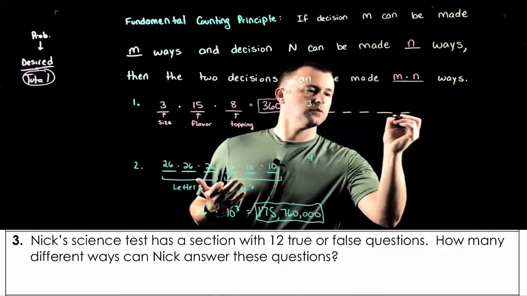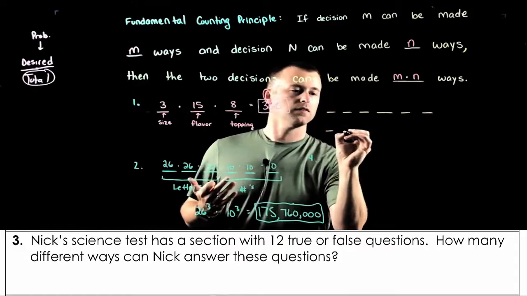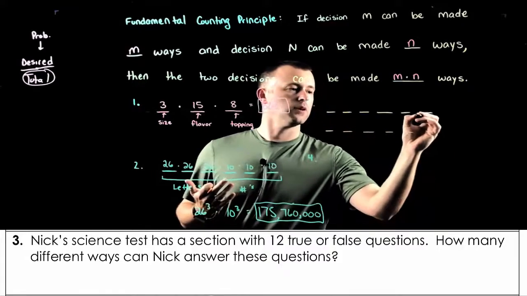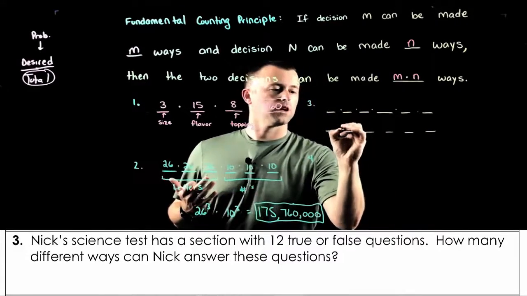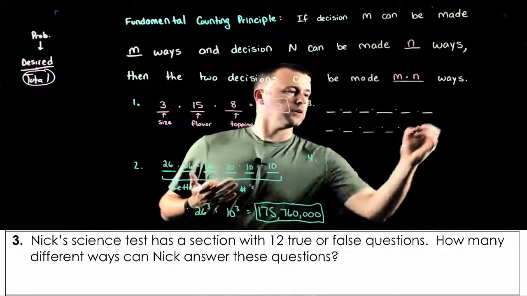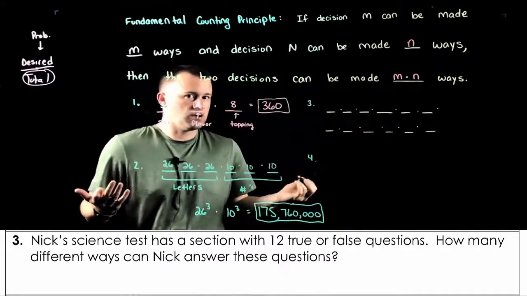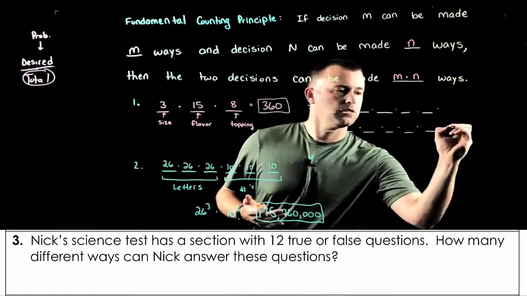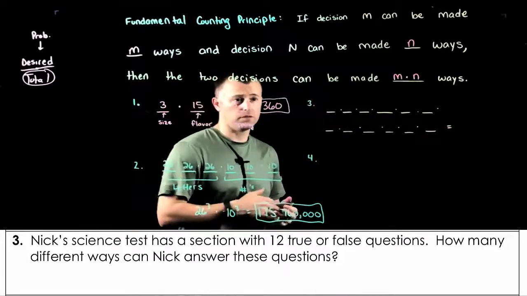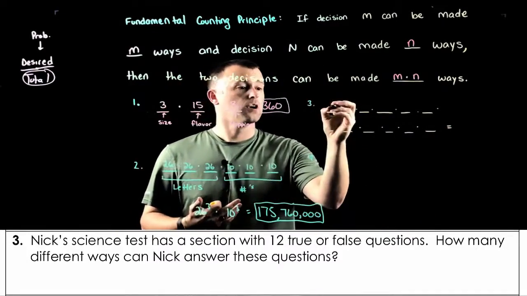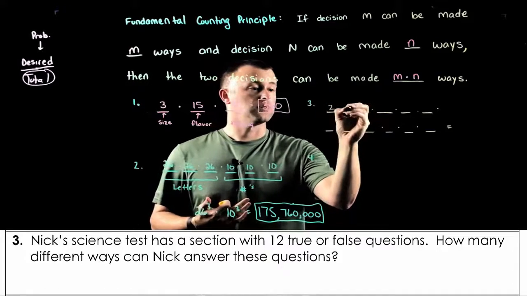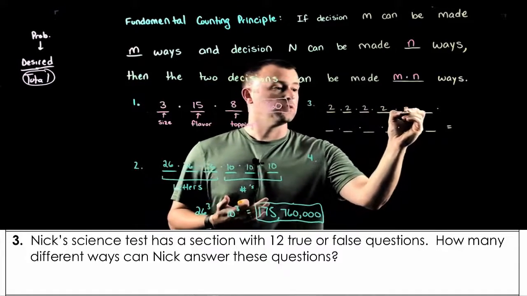So 1, 2, 3, 4, 5, 6, 7, 8, 9, 10, 11, 12. Again, you don't have to actually write this out every time. But again, there are 12 questions, and you want to go through each question and say, well, how many options are there for each question? Well, it's true or false. So that would be 2 options for each, if you were kind of guessing.